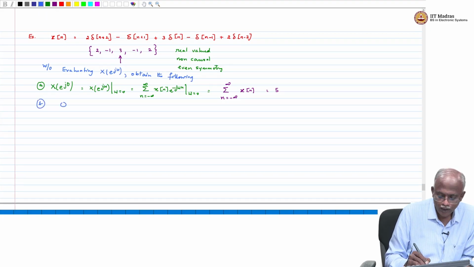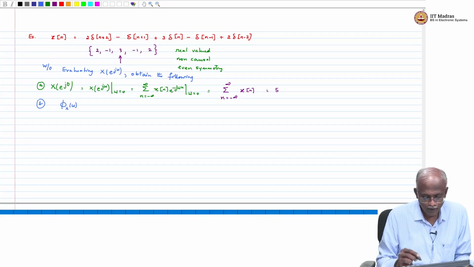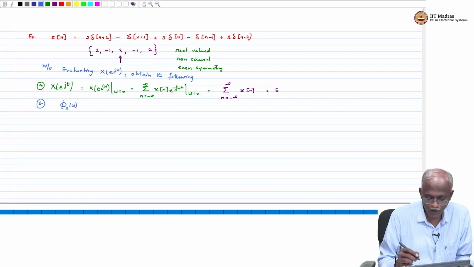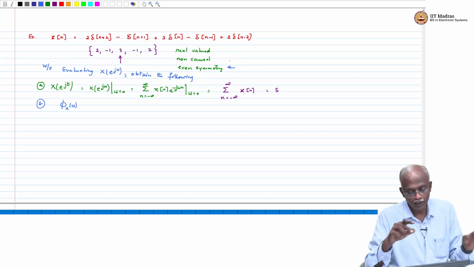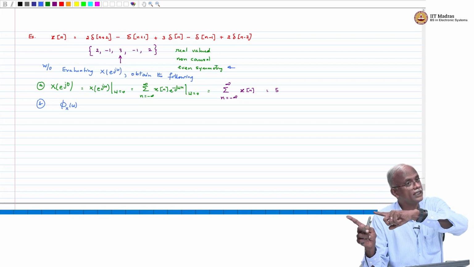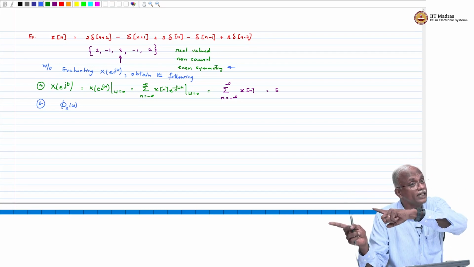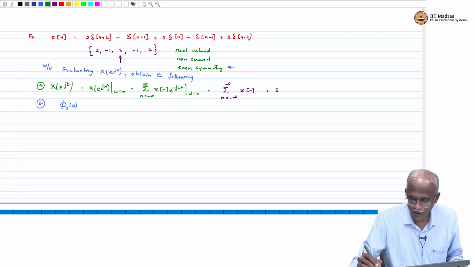What is phi x of omega? What is the phase response of the discrete time Fourier transform? Now, here is where the aspect of even symmetry comes in. If you look at a real valued sequence which is even, what is its discrete time Fourier transform? It will be real valued. How do you verify that? Let's write down the expression. Though we are not allowed to calculate, we are just going to look at what this expression is.